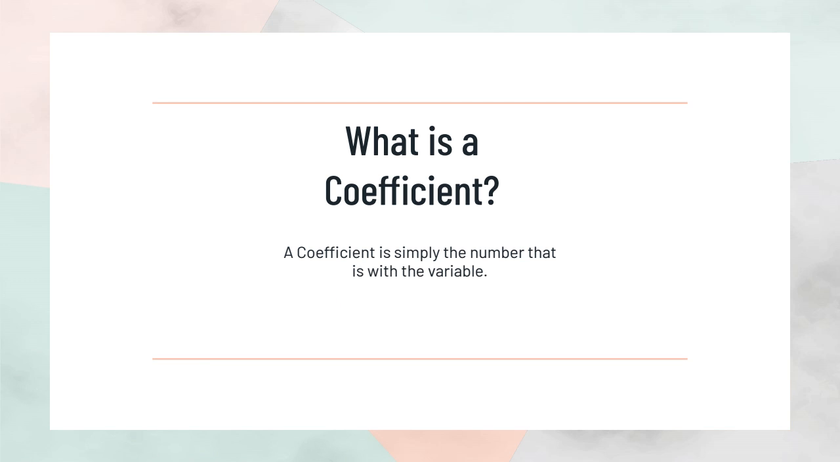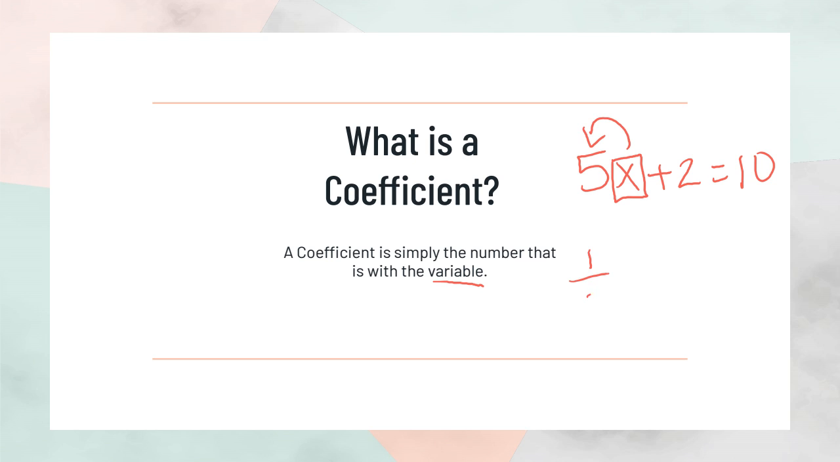So, what is a coefficient? A coefficient is simply the number that is with the variable. And remember that the variable is simply the letter. So, if I have the equation 5x plus 2 equals 10, well, a coefficient is simply the number that's with our variable. Our variable is x, so what number is with x? 5. So here our coefficient would be 5.